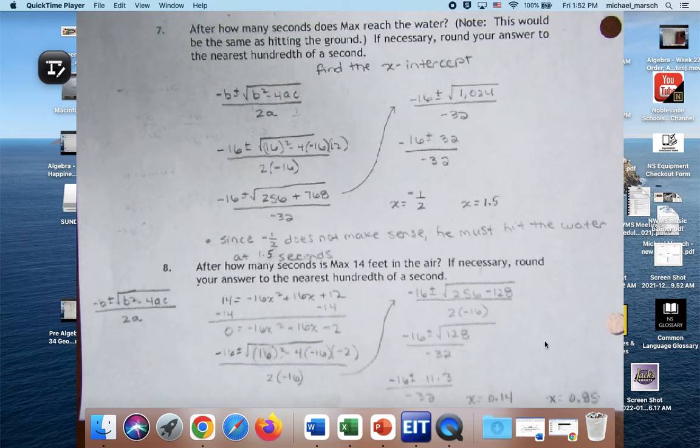Because what they're saying is at 0.14 seconds he was at 14 feet, and at 0.85. Remember, he doesn't land until 1.5 seconds. So he's going up, and this could be where he's 14 feet in the air, and then he's coming back down, and this could be where he's 14 feet in the air. There will be two answers, because he hits this 14-foot level going up and coming down.